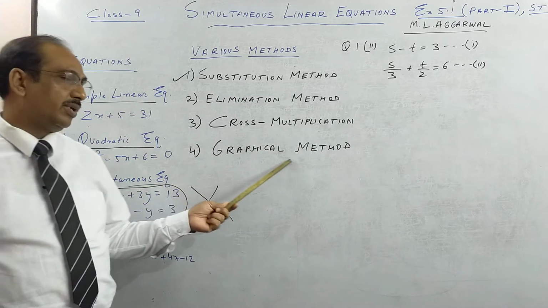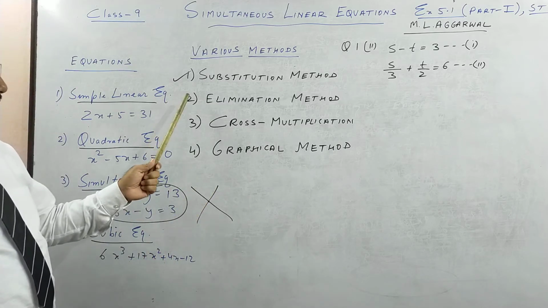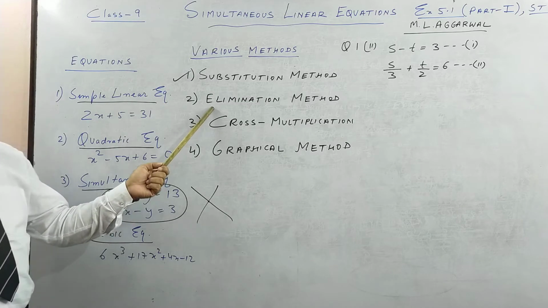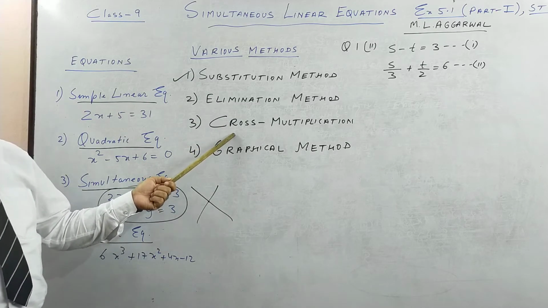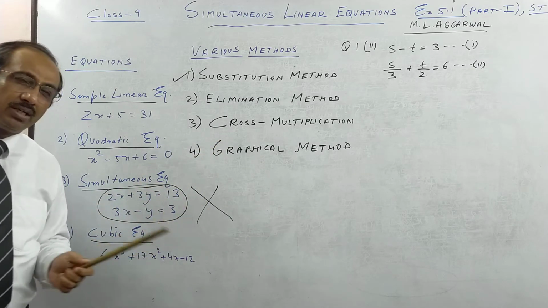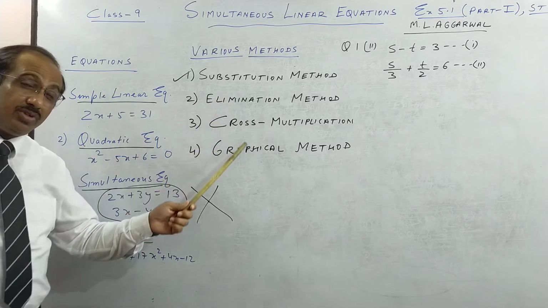And the fourth is the graphical method, where on a graph we plot two lines. So once more, we have the substitution method, the elimination method. Generally this is the easiest, but if you learn cross multiplication, it is also quite nice and easy. And another is graphical. In the class 9 final or any exam, you will have one question, but you have to see by which method.